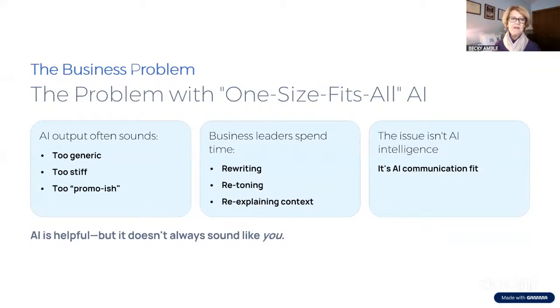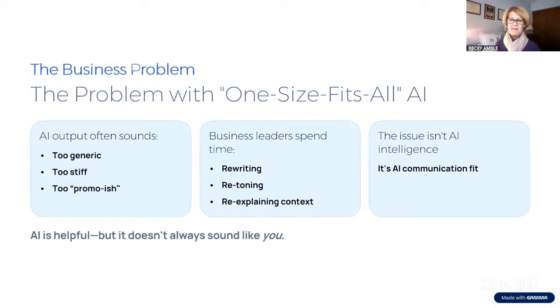So the business problem is that there's no one size fits all AI. We don't want to go to ChatGPT, Claude, Gemini, or anything and just put things out there because it's not us. The output often sounds too generic or too stiff, and sometimes it just sounds too much like promo business going on. And then what happens? You spend time rewriting, retoning, re-explaining, fixing it up. And the issue isn't really AI intelligence, it's the AI communication fit. We want it to fit us.